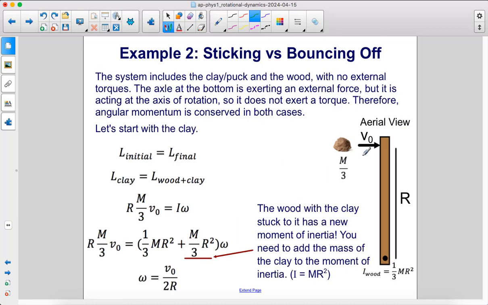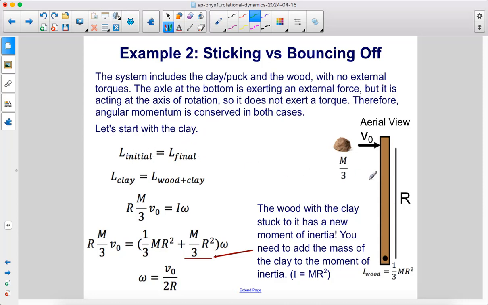All right, let's start with the clay. The system includes the clay and the wood with no external torques. The axle at the bottom is exerting an external force, but it's acting at the axis of rotation, so it doesn't exert a torque. Therefore, angular momentum is conserved in both cases with the clay and the puck. Let's start with the clay.